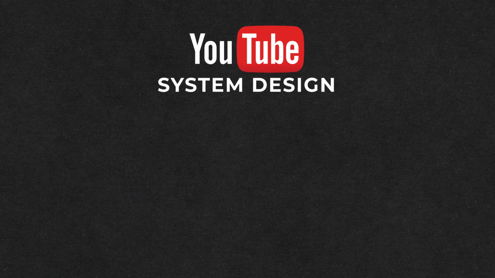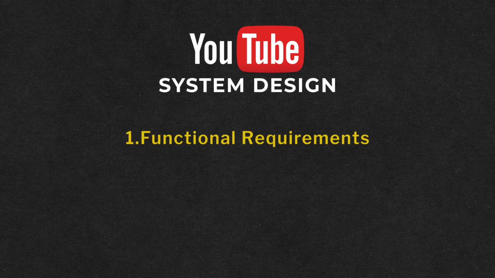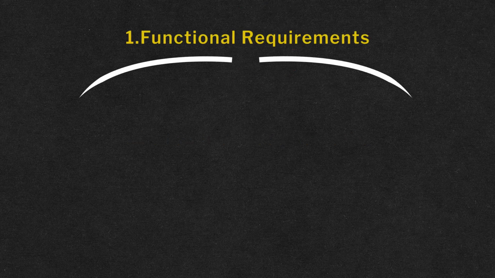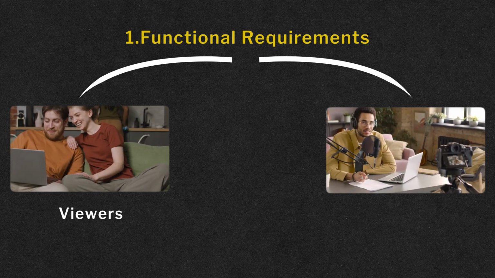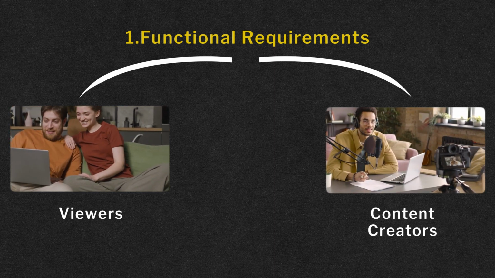In this course, we will be doing a system design for YouTube. The first thing that we'll do here is the functional requirements. There will be two types of users. One who consume the content, who are also called the viewers, and the second one who create the content, called the content creators. So let's write functional requirement for each of those separately.